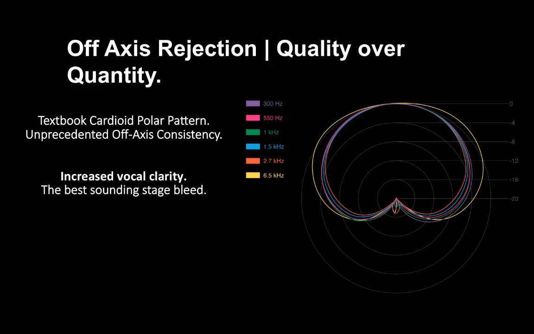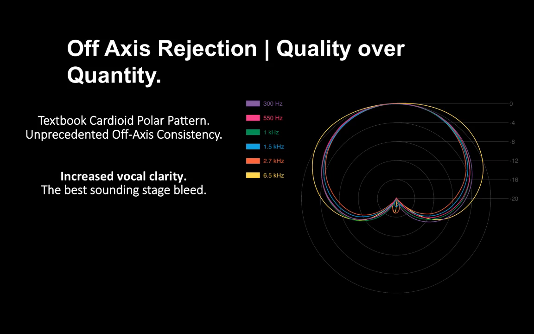Supercardioid, for instance, would be even more rejection on the sides. Hypercardioids, even more rejection on the sides. And we wanted a textbook cardioid, and we pretty much got it. Not only is it cardioid at 1K, but it's cardioid at 6.5K and 300 hertz. And that's really important because as instruments bleed into the microphone when you're on stage, you want those instruments to sound like instruments. You don't want the drum set to sound like a drum set through a tin can or a paper bag, or the guitar amp to sound like it went through a tube, all nasally sounding.